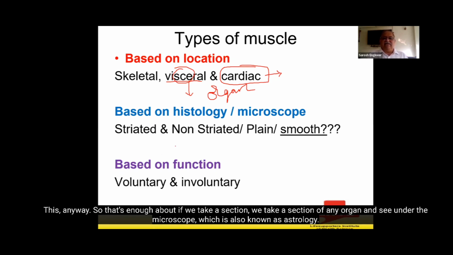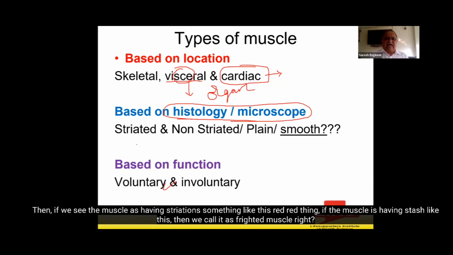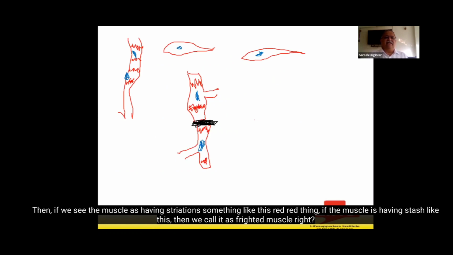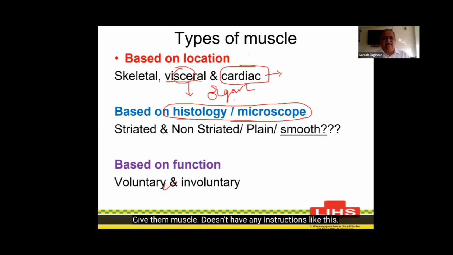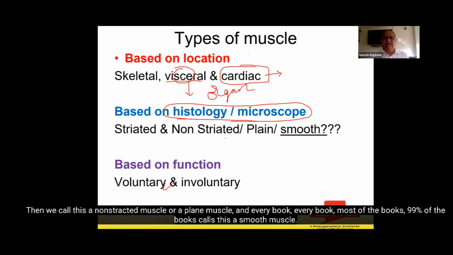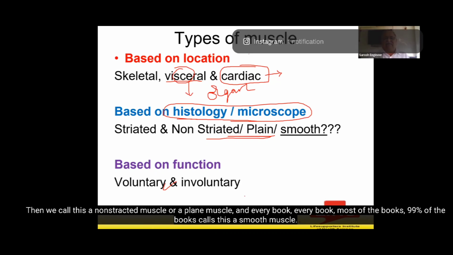If we take a section of any organ and see under the microscope, which is also known as histology, and the muscle has striations, something like this red thing, then we call it a striated muscle, right? If the muscle doesn't have any striations like this, then we call it a non-striated muscle or a plain muscle. And most of the books, 99% of the books, call this a smooth muscle.